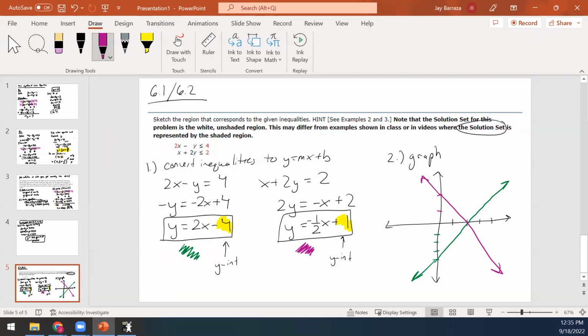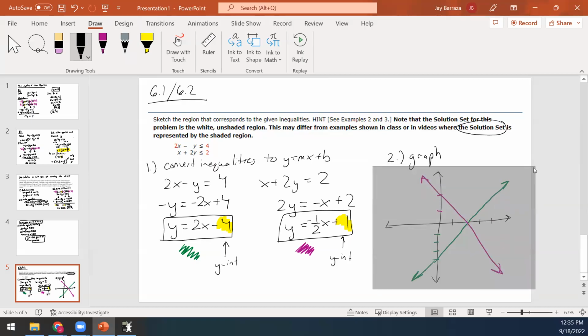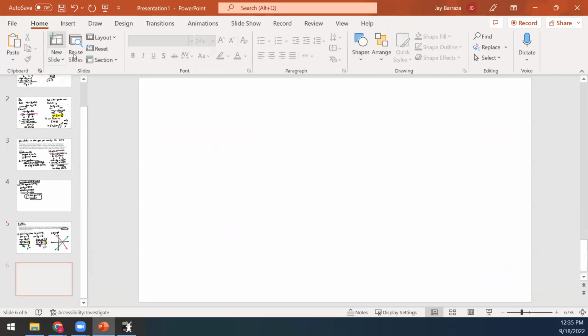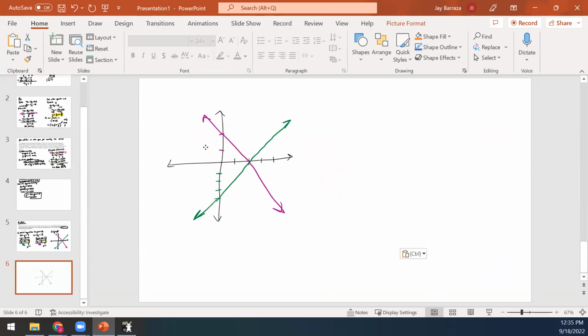So we have drawn it. Now we need to pick our test points. So we need a point in each quadrant, right? I always start with 0, 0 if possible. So the next step, I'm going to take this picture and I'm just going to copy it to the next slide so that we have it as a reference. So new slide. So here's that picture.